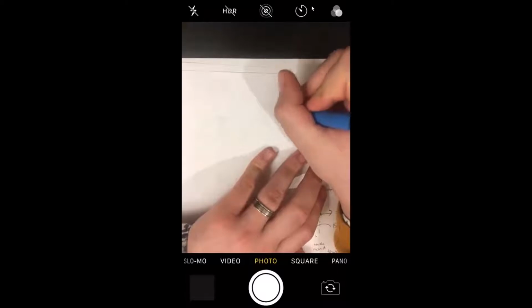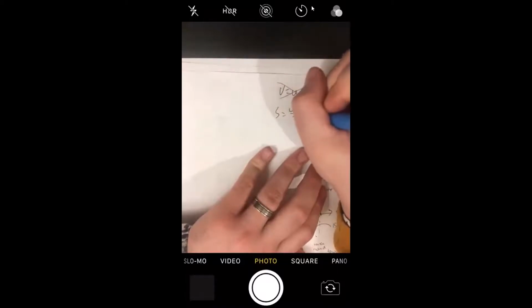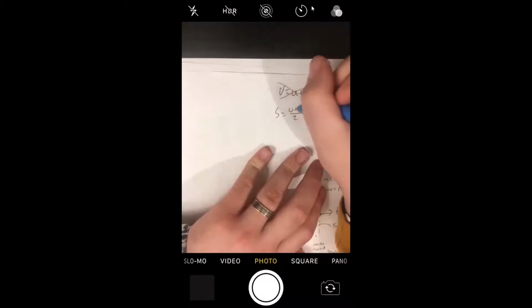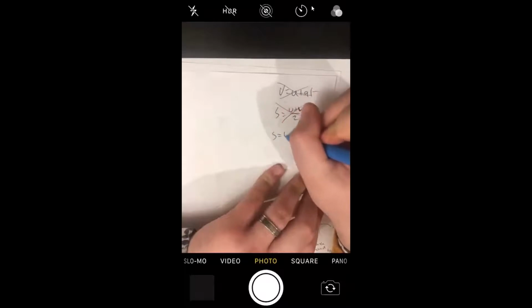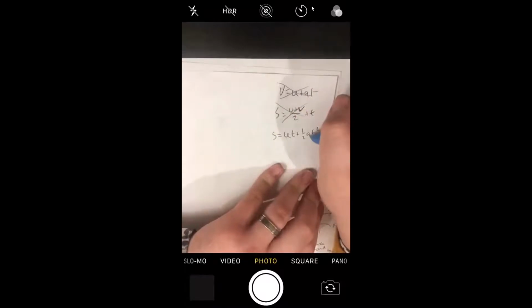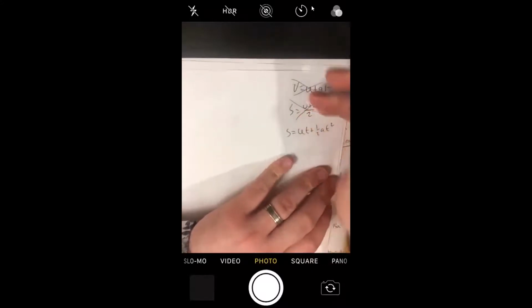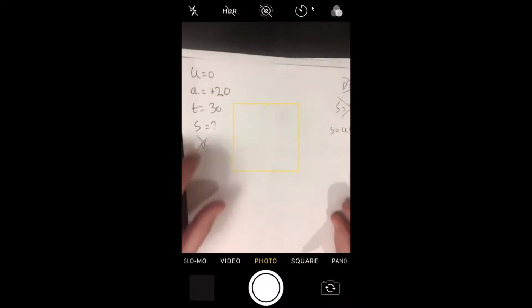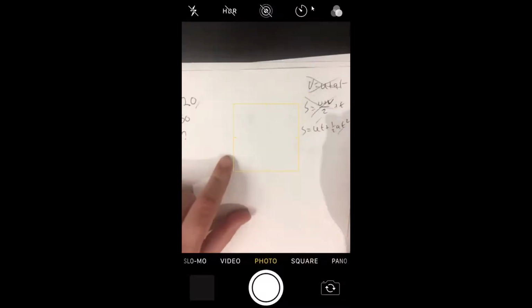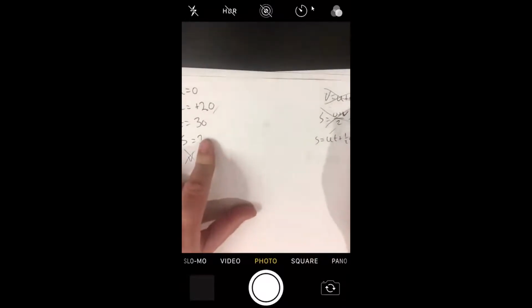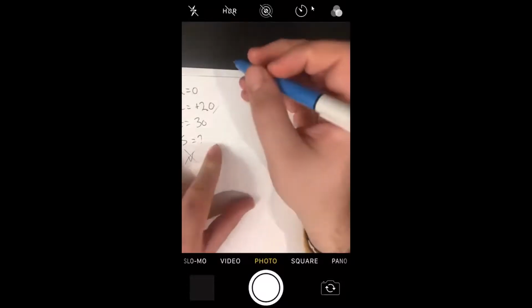What's the next one? s equals u plus v over 2 times t. Well, that one's got v in it, so it's not going to be that one. Let's see. s equals ut plus half at squared. Hey, there's no v in it. Okay, have I got the other values? I've got u. Yes. Have we got a? Yes. I've got t. I've got s. Yep, this is going to be the one that I'm going to use.